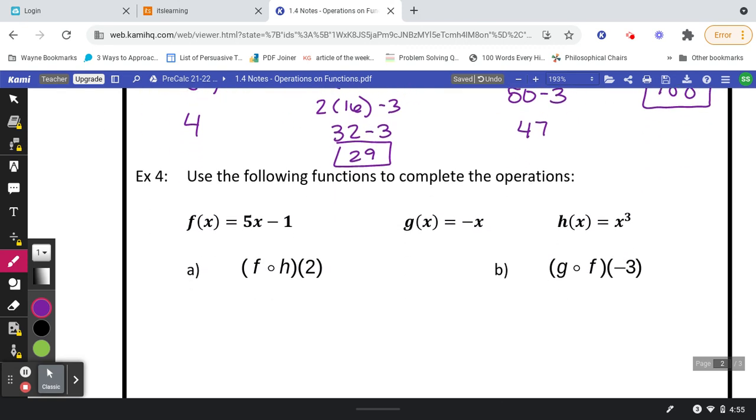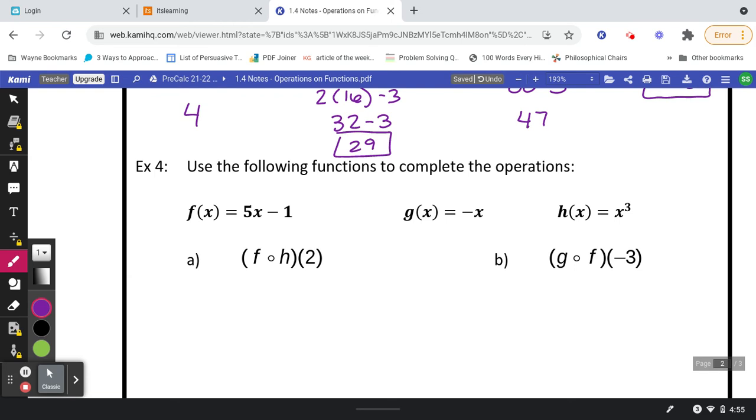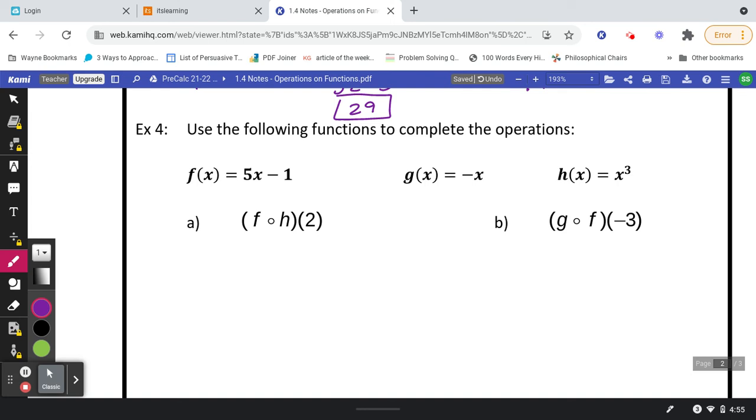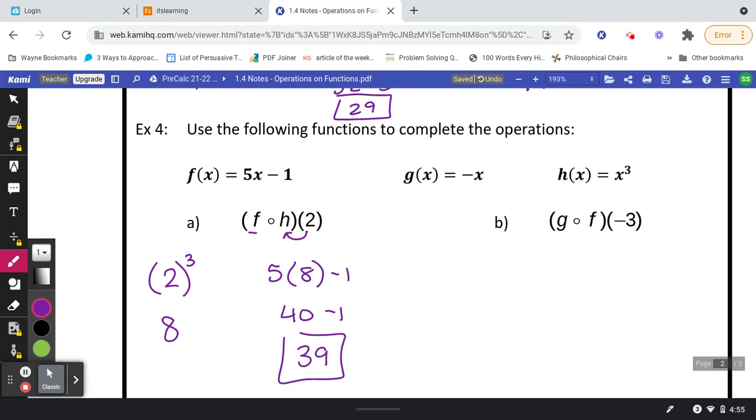Okay. Example number 4, they're just showing you an example here where you have 3 functions instead of just the normal 2. So you have f of x, g of x, and h of x. And we'll start by plugging 2 into the h, always the one closest to it. You kind of work from the back forward towards the front. 2 goes into the h. That gives us 8. And then next we're plugging it into the f. So 5 times 8 minus 1. Final answer, 39.